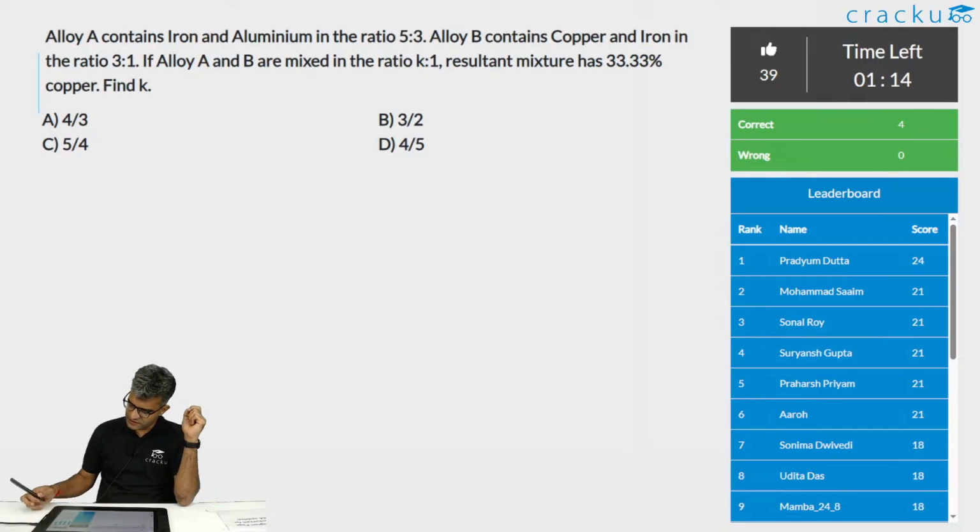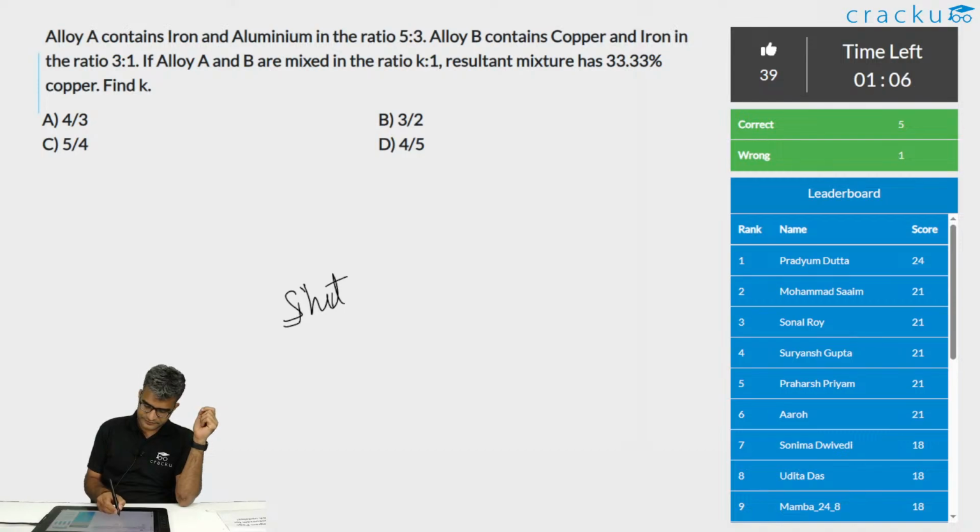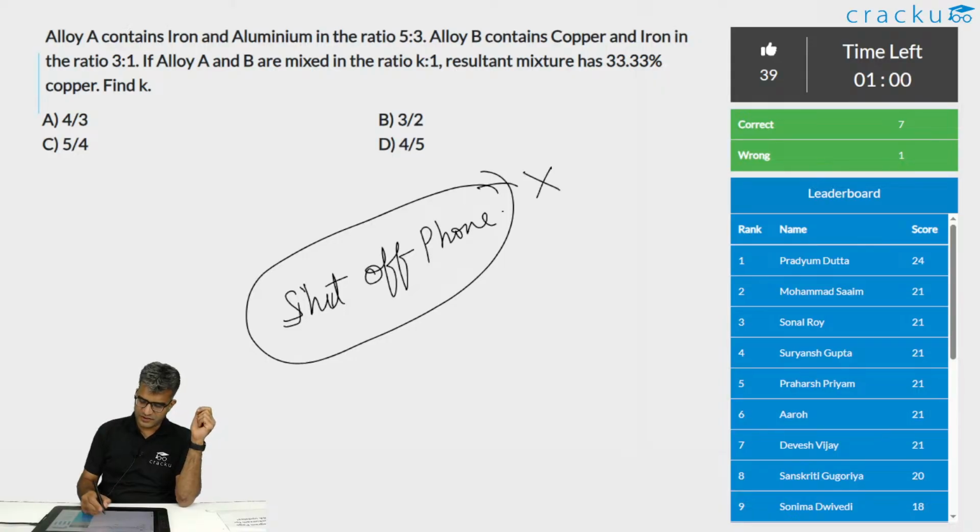Sir, I can't focus on solving problems for a long time. How should I improve focus for long hours? Anish, I would say that shut off your phone. If you are using a smartphone, shut off your phone, completely go cold turkey on your phone. I think your concentration levels will significantly improve within 3 or 4 days. I think phone is such a big distraction, it affects our concentration levels.